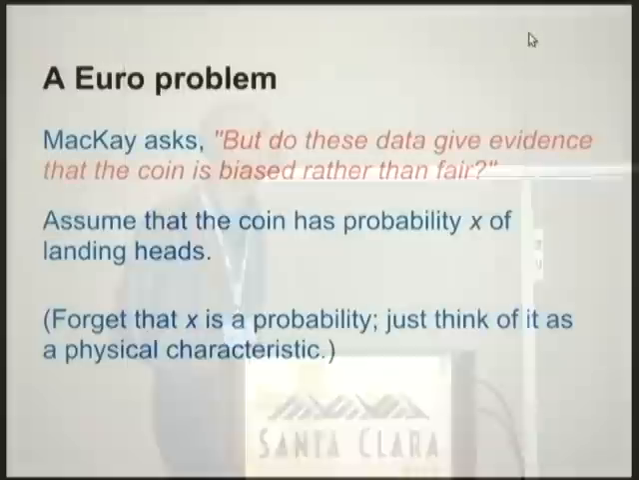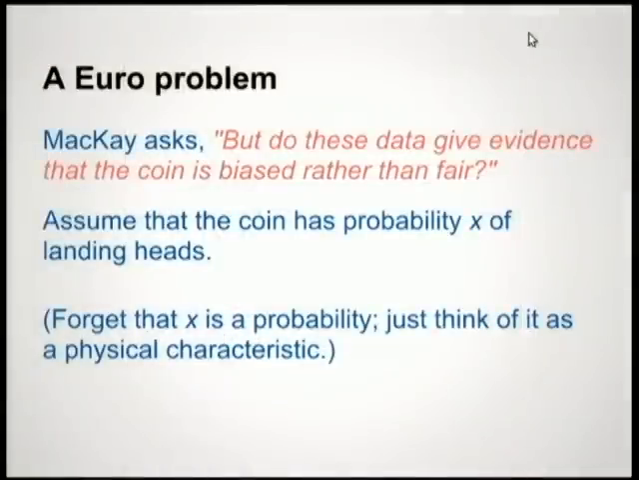The statistician computed what you might recognize as a p-value. The p-value is the probability of seeing a result as extreme as that if the coin were in fact unbiased. And in this case, the p-value comes out to 7%, and so the conclusion of the statistician is, it looks very suspicious to me. And Mackay's take on this is, if we think of that data as being evidence that the coin is biased, how should we interpret that evidence? What he asks is, do these data give evidence that the coin is biased rather than fair? So that's the question we're going to take on.